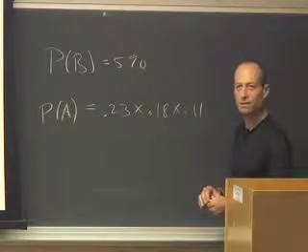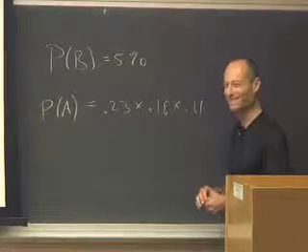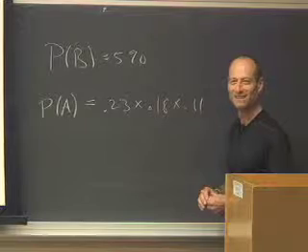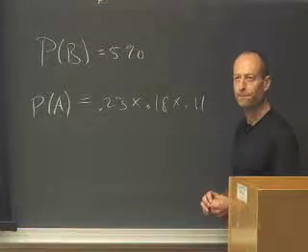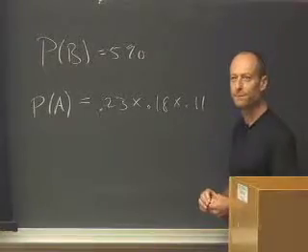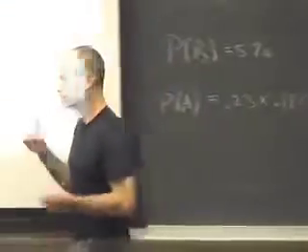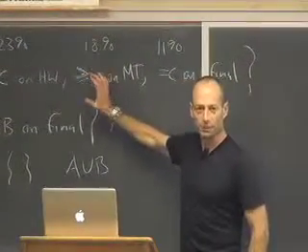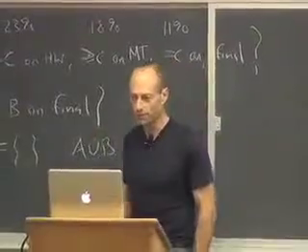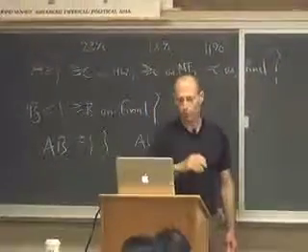Any questions? Good. So we used independence to find the probability of intersection. We first broke things up into disjoint pieces so we could add their probabilities to find the probability that either of those things occurs.